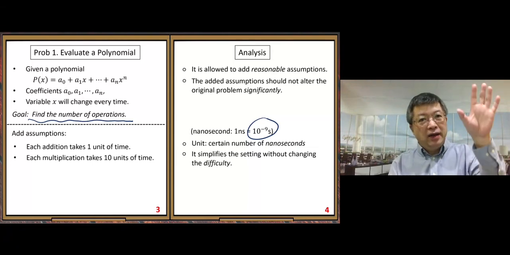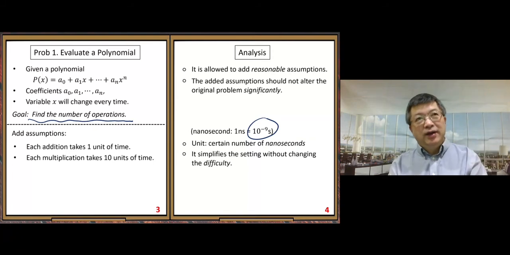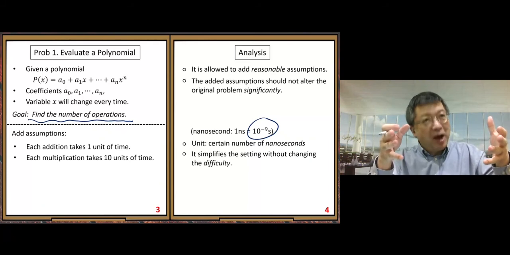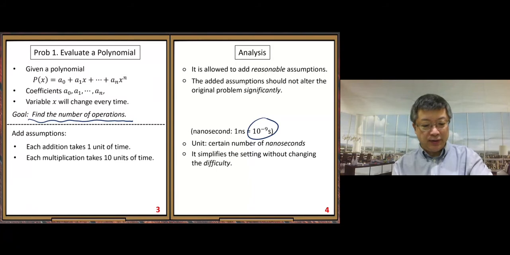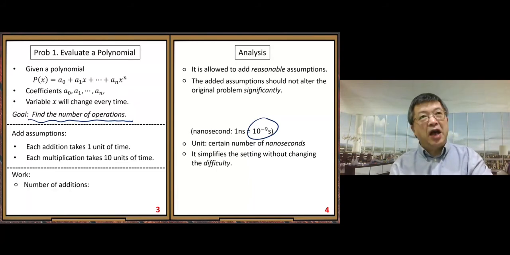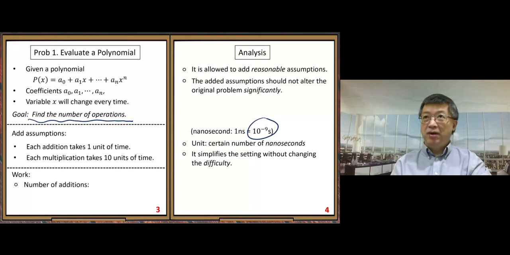All right. After that, next, we need to get a performance number, a counting number. All right, so let's do the work. First, let's calculate the number of additions. That's pretty simple.